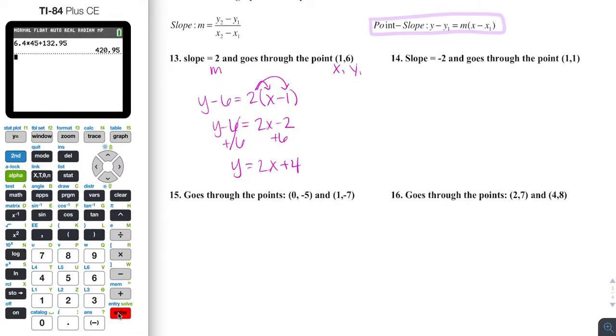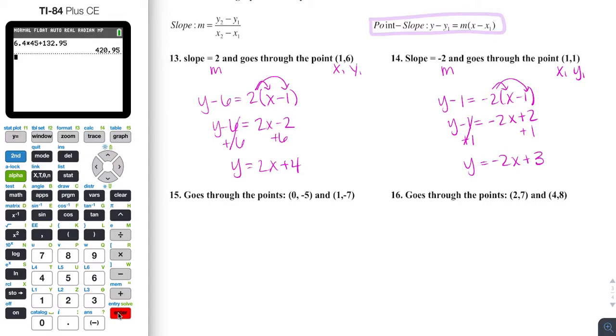All right, number 14 is exactly the same. We have x1, y1. Negative 2 is our m value this time. So we have y minus 1 equals negative 2 times x minus 1. So we're going to distribute that negative 2. So y minus 1 equals negative 2x plus 2. Got to do the opposite, so we're going to add 1 to both sides. And y equals negative 2x plus 3.